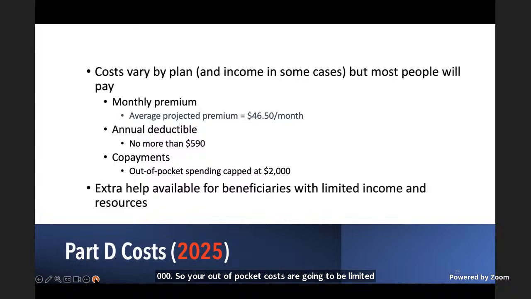Similarly, with paying your Part B and Part A deductibles and coinsurance and things like that, there is extra help available for beneficiaries with limited income and resources. And you should be able to find that out when you go on the Medicare website and choose your drug coverage.